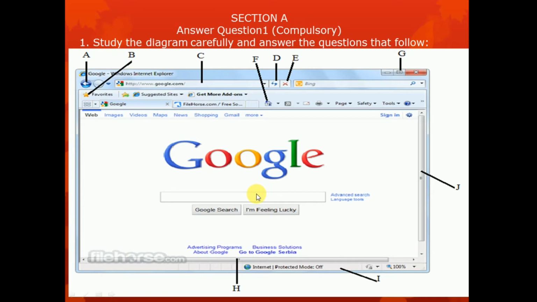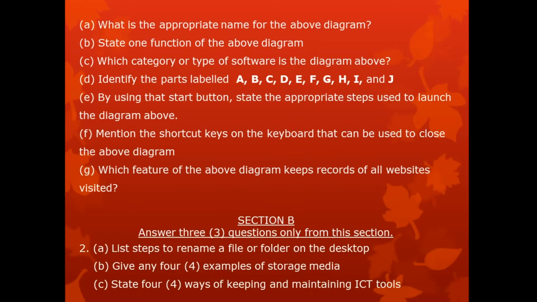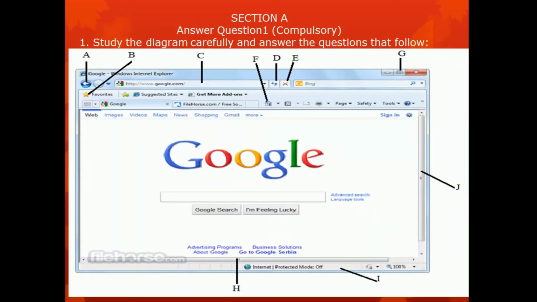So let's go to the question. We'll refer back to the question, then the diagram whilst we are studying. Let's look at the question set under this diagram. What is the appropriate name for the above diagram? You can see it at the top here. It's called Internet Explorer. So that's the appropriate name. It's not any other, the Internet Explorer. That's the appropriate name you are supposed to give to this diagram.